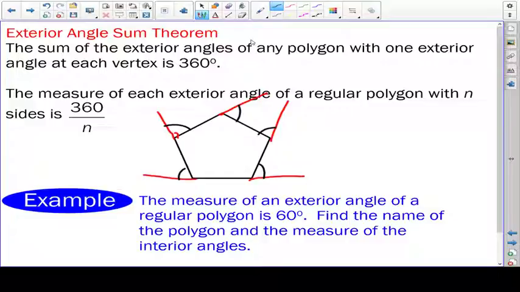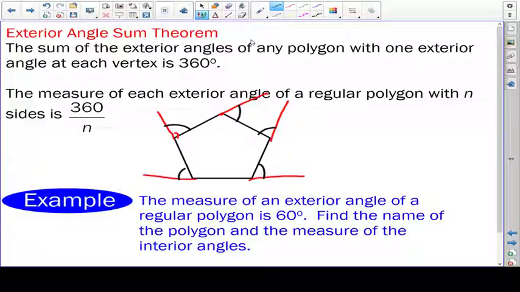And all those exterior angles, no matter what type of polygon you have, will always add up to 360 degrees. If you have a regular polygon, then all those angles would be the same. To find the measure of those angles, if it's a pentagon like this one, n is 5 because there's 5 sides. You take 360 divided by 5, and that's what each of those angles is.